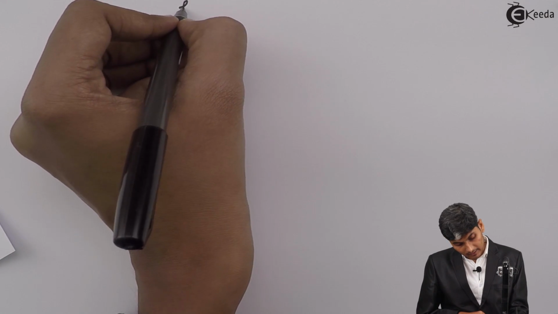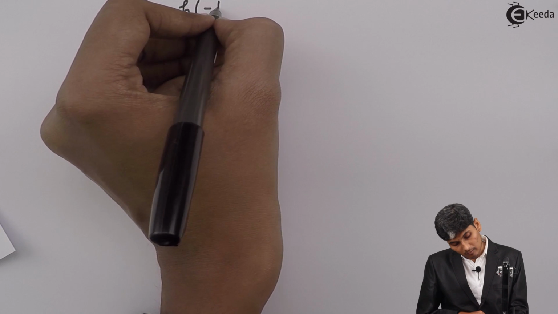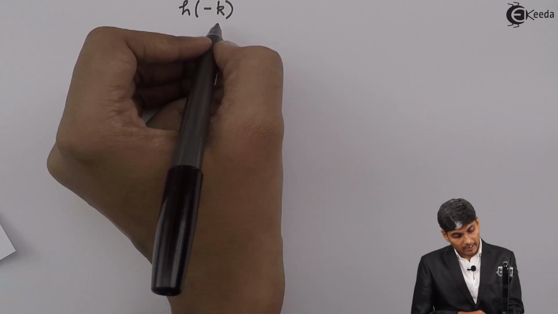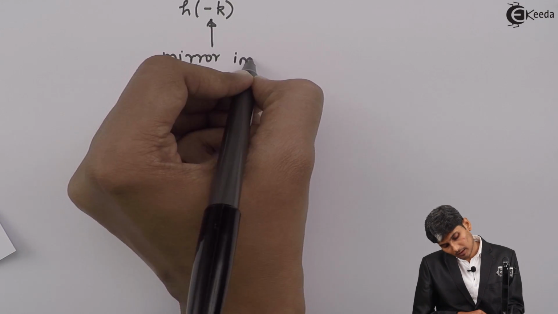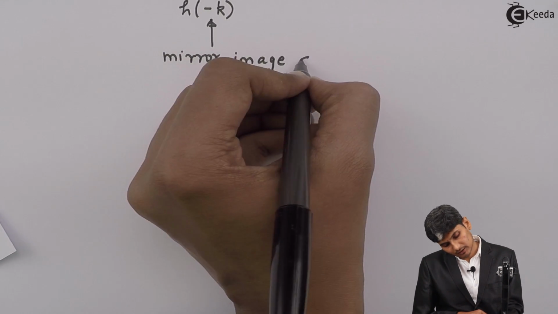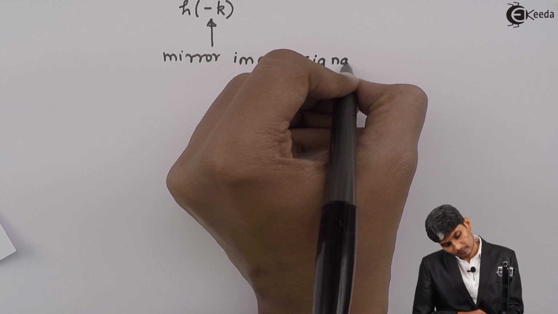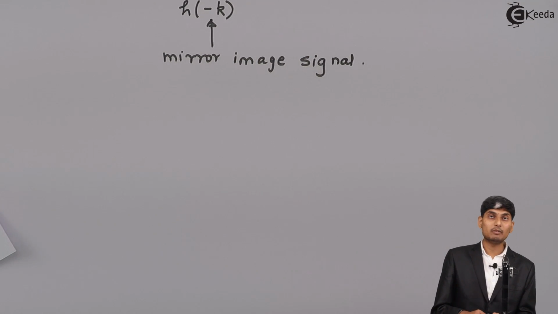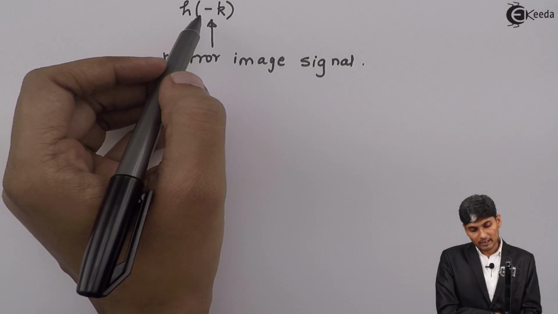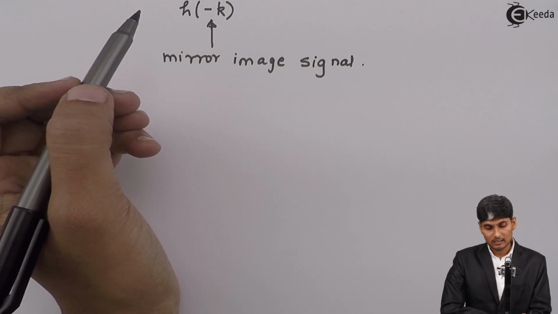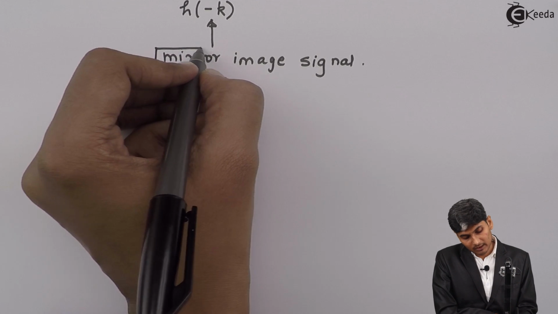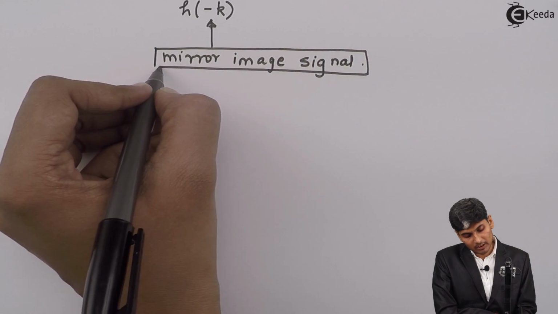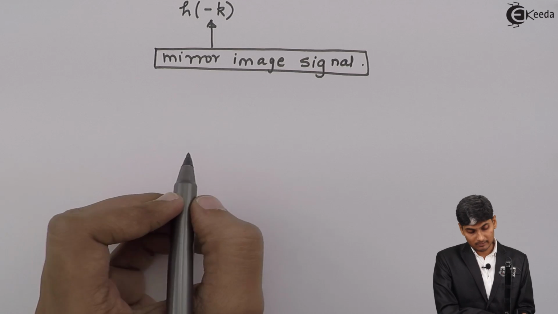Now let us understand the significance of h of minus k. H of minus k is a mirror image signal. What do you mean by mirror image signal? So, h of minus k, that is a mirror image signal. We need to know the significance of this mirror image, or how to mirror a signal.